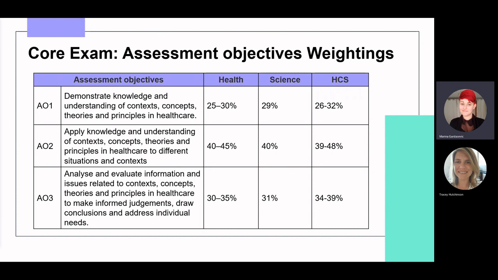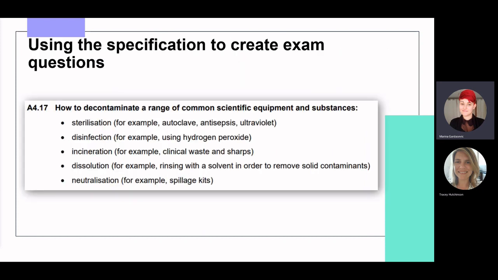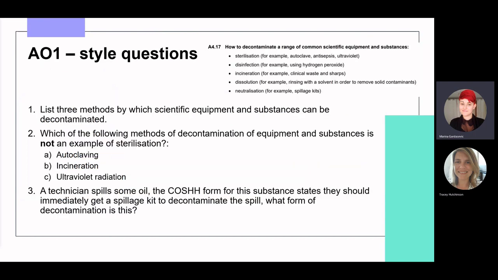So if you were to take a section of the specification, this is an example from the science specification. This is A4.17, how to decontaminate a range of common scientific equipment and substances. The specification details the points and gives some examples. Now we can use this to create exam style questions to formatively assess our students.